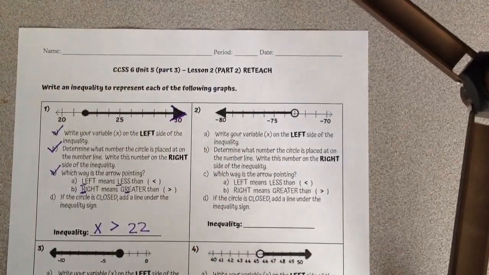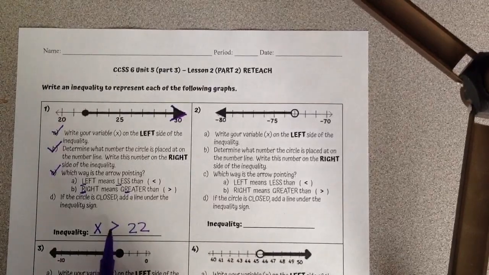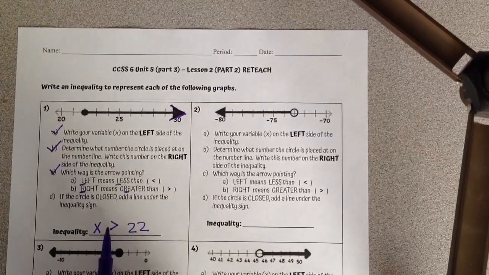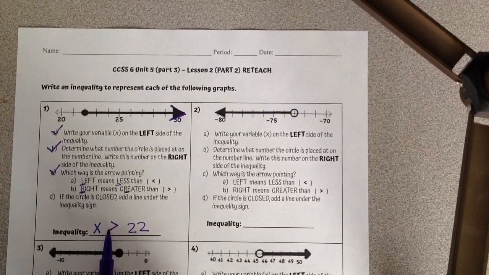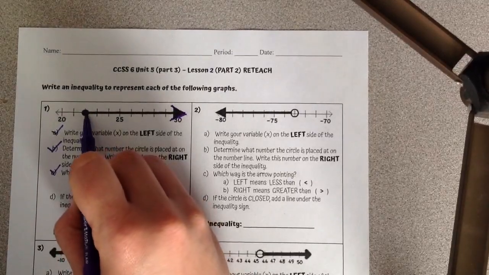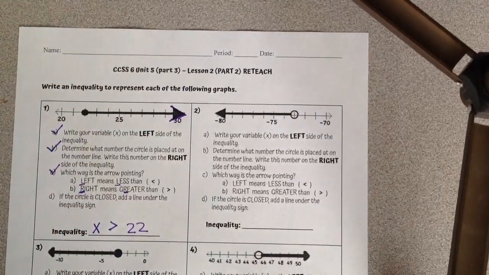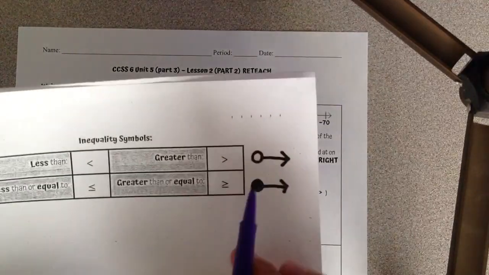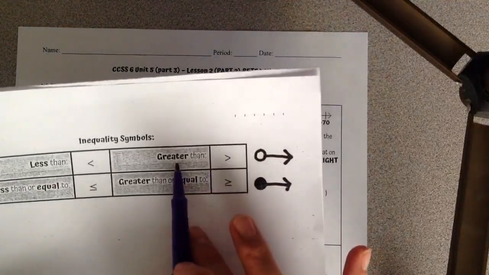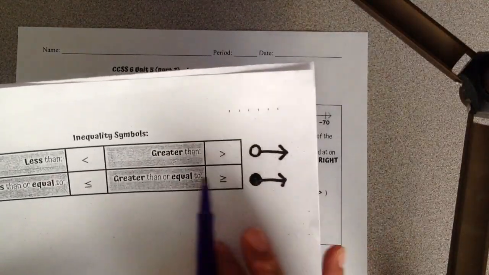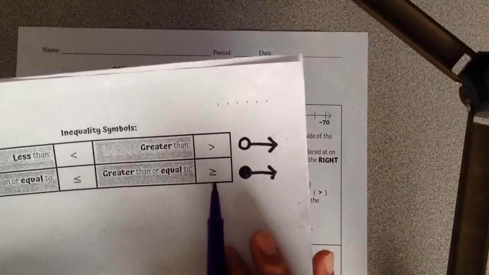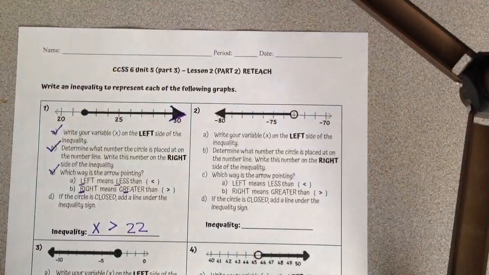The next thing I have to do is decide, is this just greater than, or is it greater than or equal to? That's where I look at the actual circle. If the circle is open, it would be just greater than. If the circle is closed, that means it could also be equal to, so my symbol should be greater than or equal to.